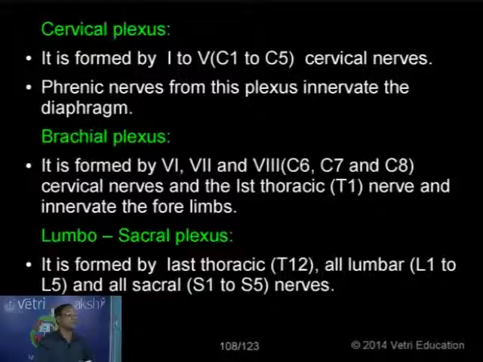Then the brachial plexus is formed by C6, C7 and C8, along with the first thoracic spinal nerve, T1. It supplies its branches to the forelegs. And then we have the lumbosacral plexus, formed by the last thoracic spinal nerve, T12, then all lumbar nerves, L1 to L5, and all sacral nerves, S1 to S5. Together they form a plexus which supplies branches to the hind limbs.